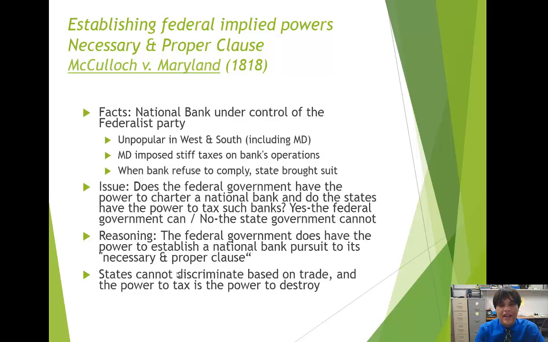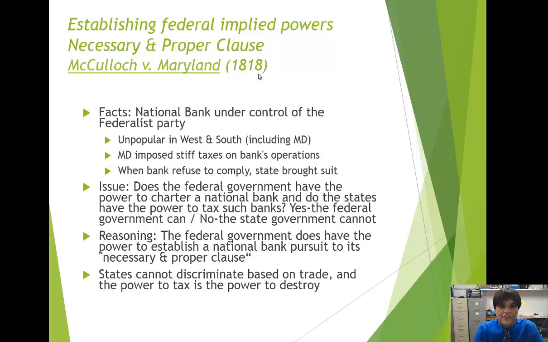This was the main Supreme Court case that established the Necessary and Proper Clause for the federal government. It was McCulloch versus Maryland, and as you can see, this happened in 1818. So it happened very early in the founding of our nation. We were just starting to form our identity as a nation, and McCulloch versus Maryland really solidified the powers of the federal government.